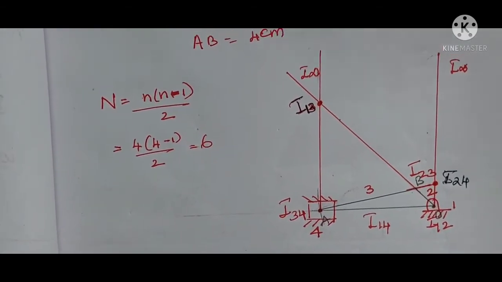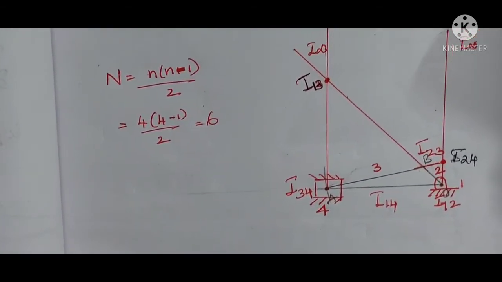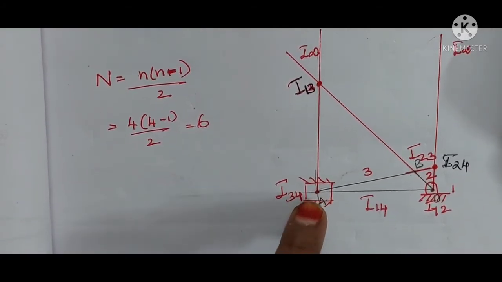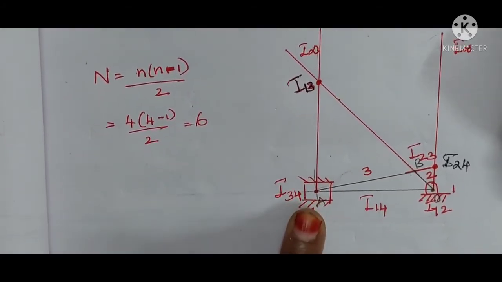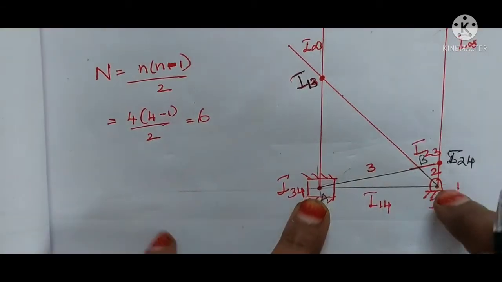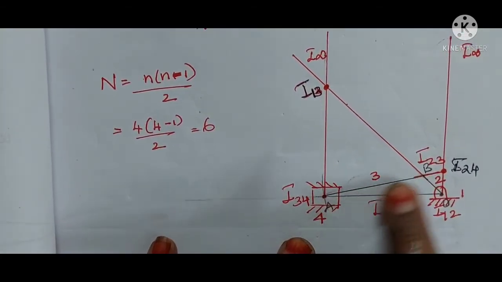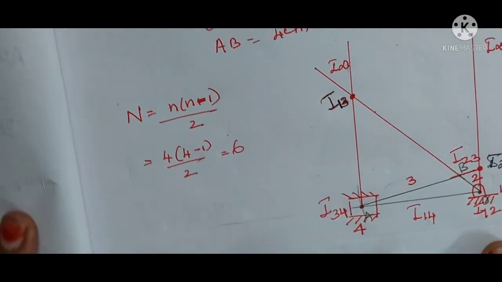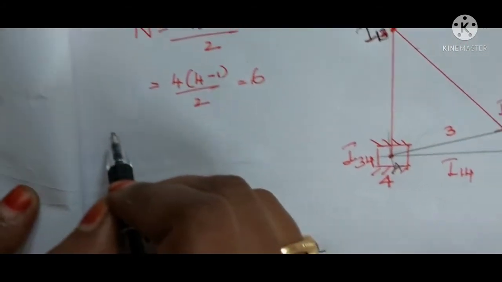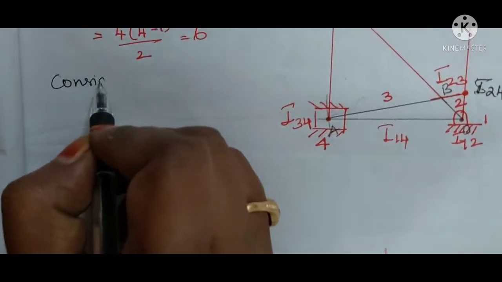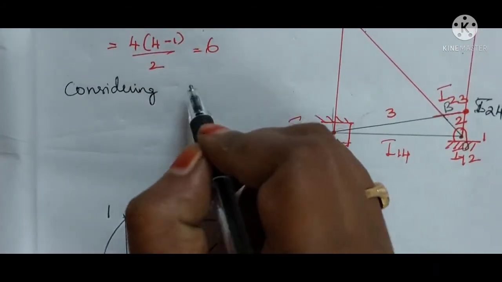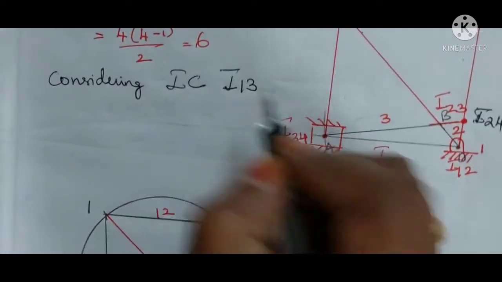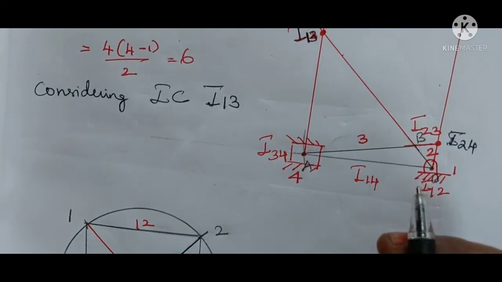So in this particular problem they asked for the velocity of the slider A. So this particular slider we need to find out. Then the angular velocity of the connecting rod AB. So this is my AB. So this angular velocity we need to find out. So how can we find the angular velocity? By considering instantaneous center I13.